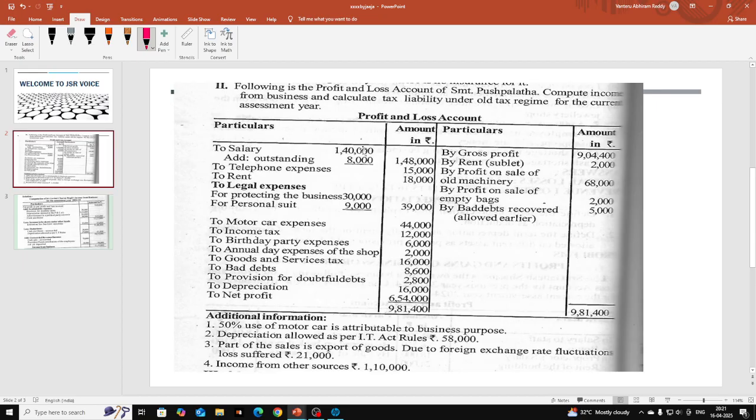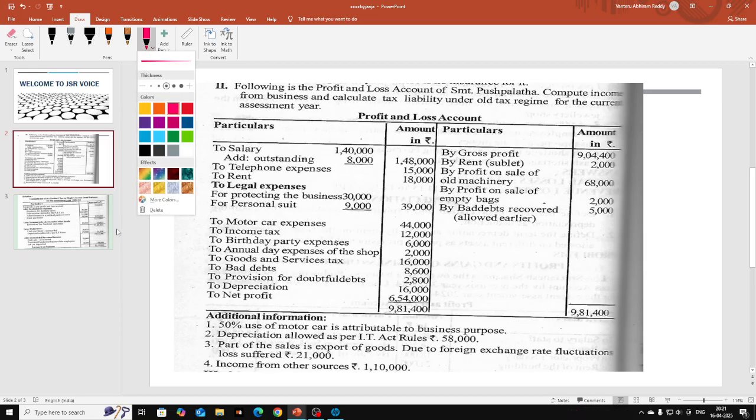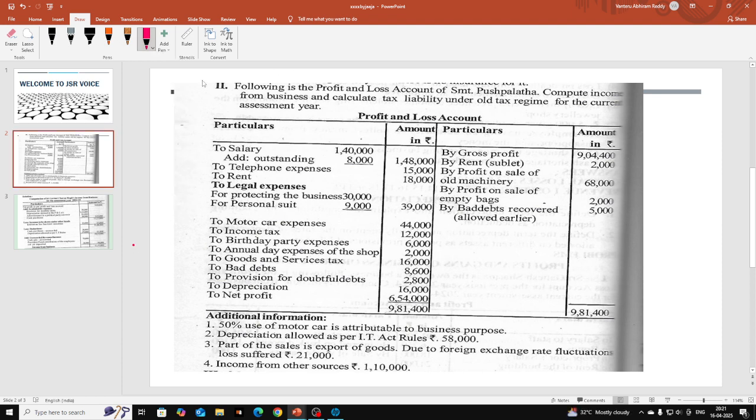Whenever you want to do any calculation of income from business, they will give you a question like this. They will give you one question in profit and loss account format. Following is a profit and loss account of Srimati Pushpalata. Compute income from business and calculate tax liability.